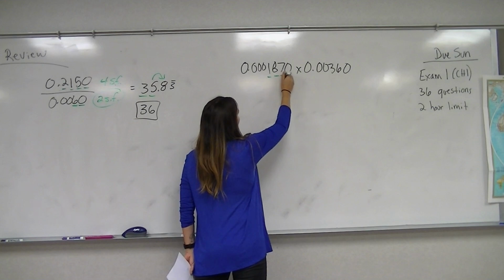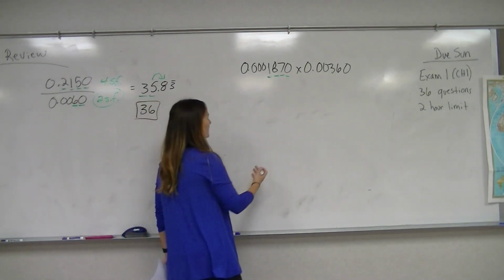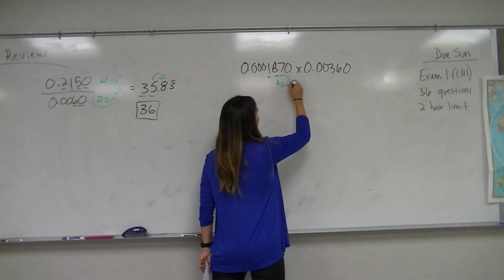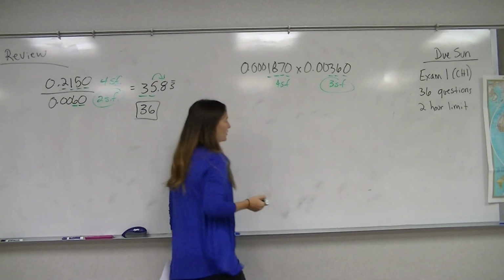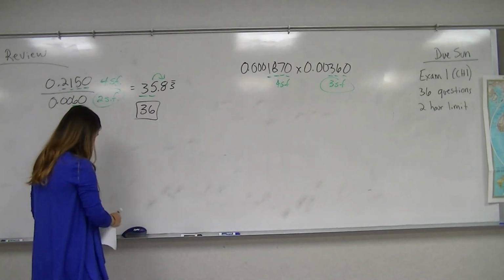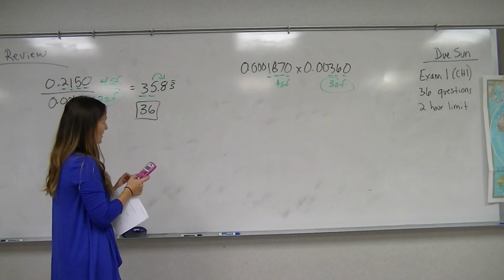So we're multiplying. So what I'm doing here is counting sig figs as a whole. So that's the rule for multiplication. So I get 4 here, and I get 3 here. 3 is my smaller number, so when I multiply this out, I'm going to make sure to report it to 3 sig figs.